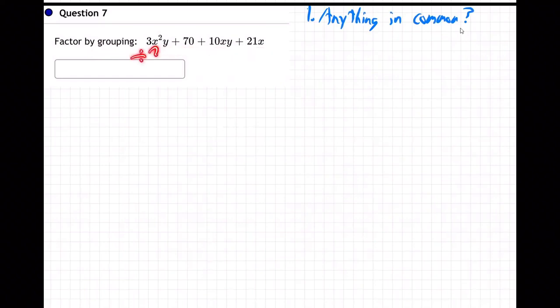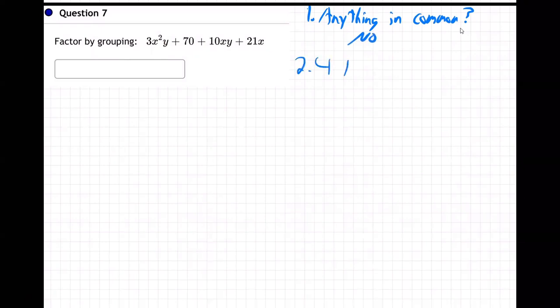Let's see, we could divide this by 3, but 70 doesn't divide by 3, it'd be some kind of crazy decimal. So they're not divisible by a number. How about a letter? Do they all have an X? No, the 70 doesn't have any letters at all. So no, in this case, nothing in common. So we're going to skip the one big parenthesis step, and go on to the second step.